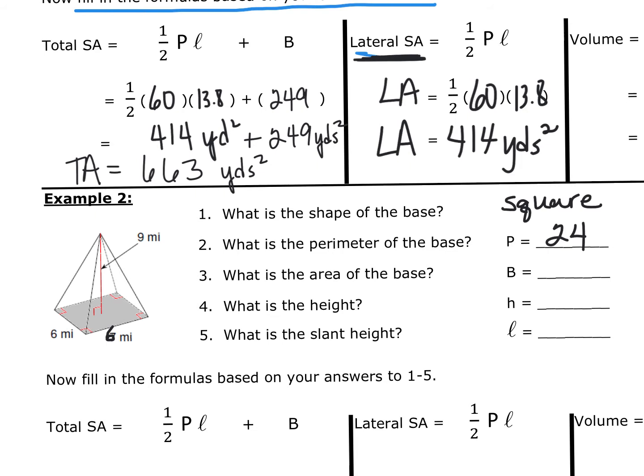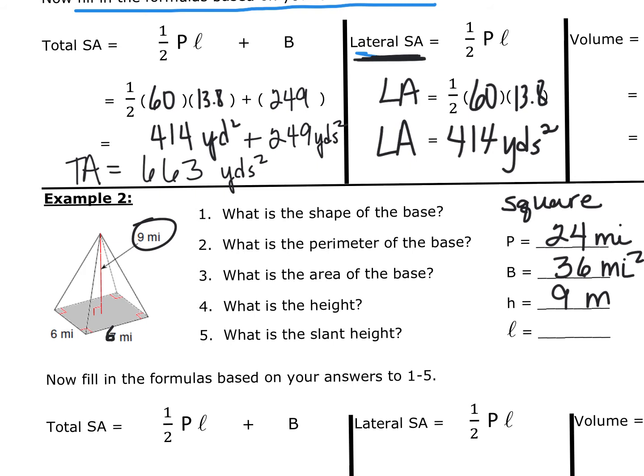All right, what is the area of the base? 6 times 6 is 36, and these are miles squared. Our height is the 9. And our slant height, we need to figure that one out.